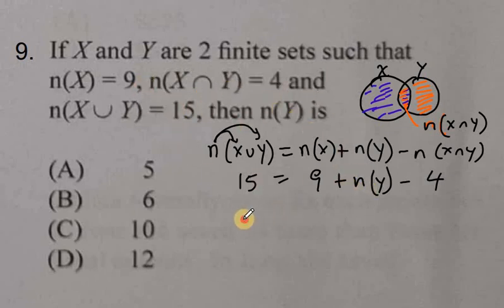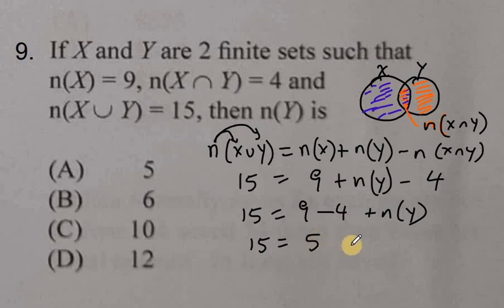So what we can do, we can say 15 is equal to, let's group the numbers together, 9 minus 4, and put the number of elements in Y here. So this is going to be 15 is equal to 9 minus 4, which is 5. And of course, the number of elements in Y must be 10. So when we put plus 10, we get 15. So this is our answer.